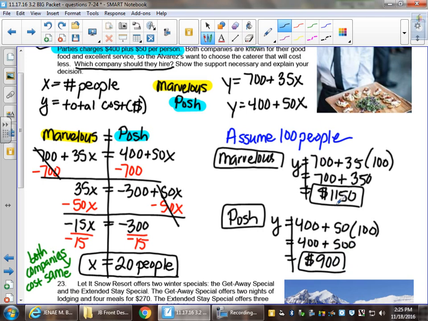So clearly, Marvelous will be the better choice for more than 20 people. So more than 20 people, hire Marvelous Meals.